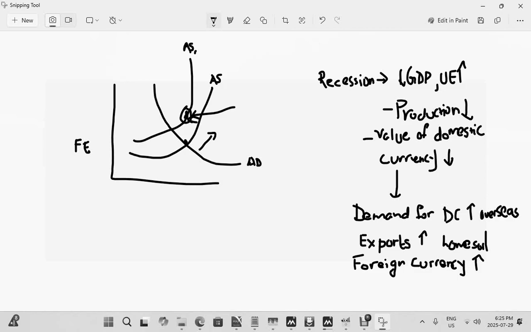And as foreign currency goes up in value, remember, because of the recession, the domestic currency went down, as a result of which the demand went up. Because the foreign currency goes up in value, apart from raising the demand, it also reduces the supply of the dollar. Because output goes down in a recession, production goes down and supply of the dollar in general goes down. So supply of money on home soil goes down.